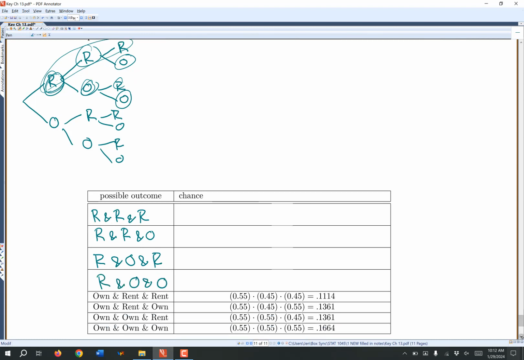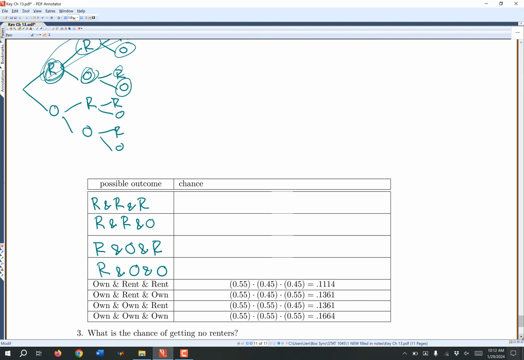To save time, I've gone ahead and filled out part of this table for us. So these are 8 possible outcomes if we look at 3 people and everyone is either rent or own. Those are the only 2 options. Now let's find the chance for each. So if I want to find the chance of rent and rent and rent, well, that would be 0.45 times 0.45 times 0.45. Anytime we do an and, we want to multiply our probabilities. So 0.0911. If I want rent and own, so that would be 0.45 times 0.45 times own, which is 0.55. So that gives me 0.1114.